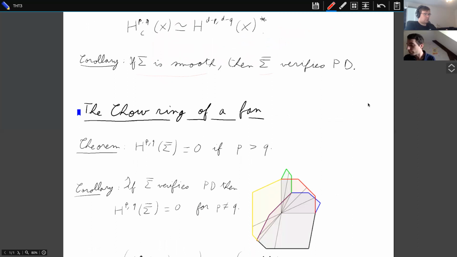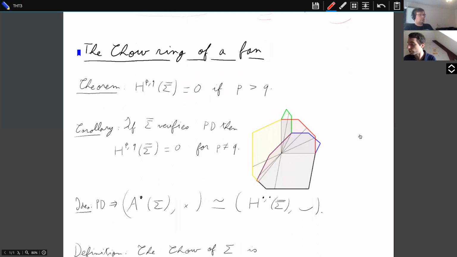Okay, so for now, I said that the compactification of sigma verifies Poincaré duality, but I didn't say what Poincaré duality is for the compactification of sigma. As I said, the compactification of sigma is a cubical complex, so we can define the cubical cup product on it, and so we can define everything again, and we have the natural definition of Poincaré duality. But it's not very clear what it means. I stated at the end of the last talk that the cohomology of the compactification of sigma is the same thing as the Chow ring, and it's much easier to understand the product on the Chow ring.